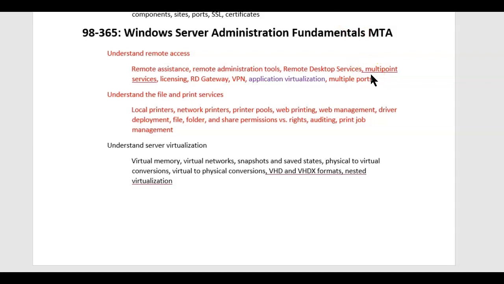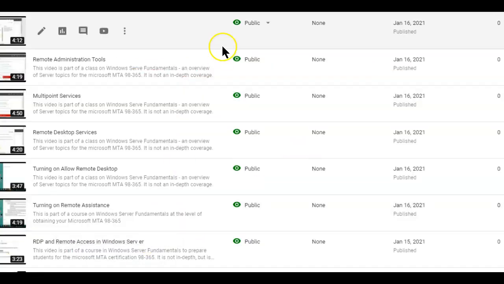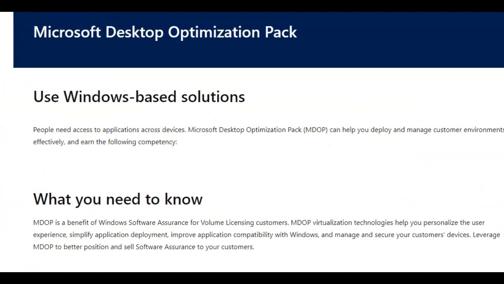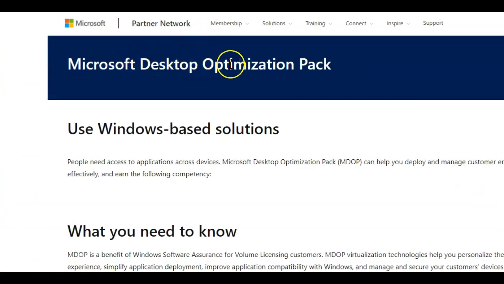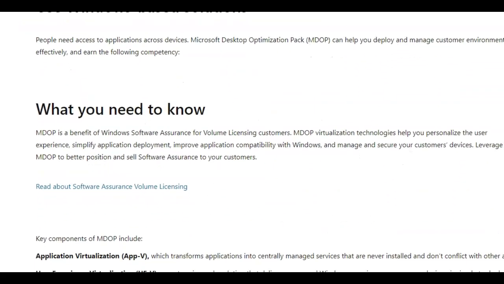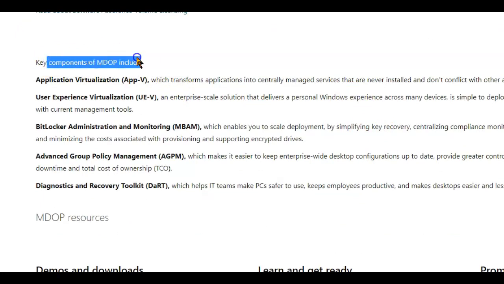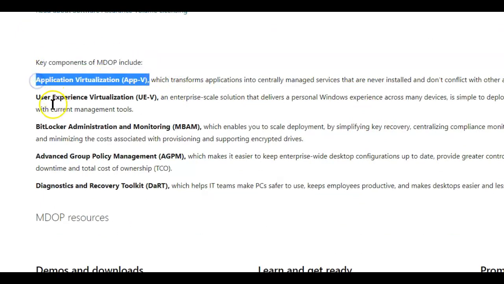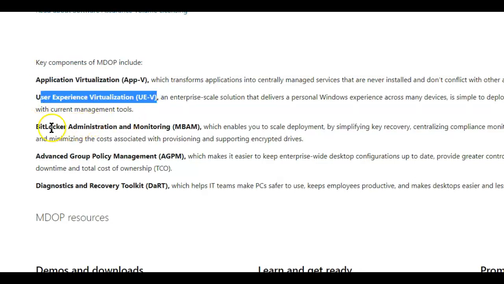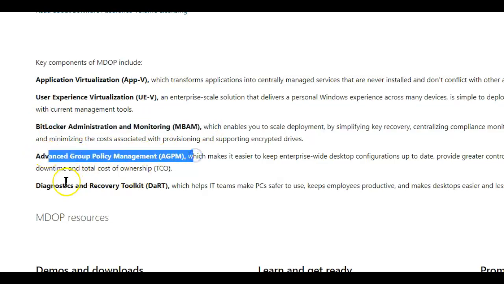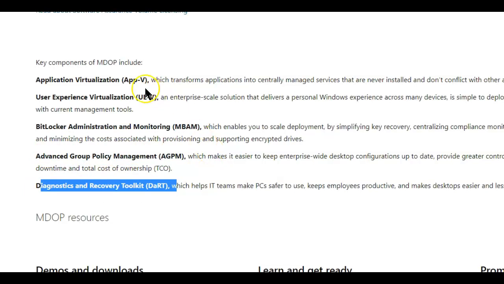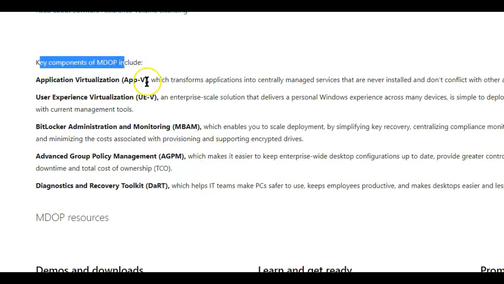Now, where is it? Well, it's not built into Windows Server by default. You have to go out and buy it from Microsoft, and it is in a package called MDOP, Microsoft Desktop Optimization Pack. In order to buy this, you have to have a corporate license, pay them lots of money, and be a partner with Microsoft. Once you have it, you can see that some components of MDOP are APV, that's one of the components, and then there are several others: User Experience Virtualization, BitLocker Administration, Advanced Group Policy Management, Diagnostics and Recovery Toolkit. All of these are parts of the MDOP package. So APV is one of those.